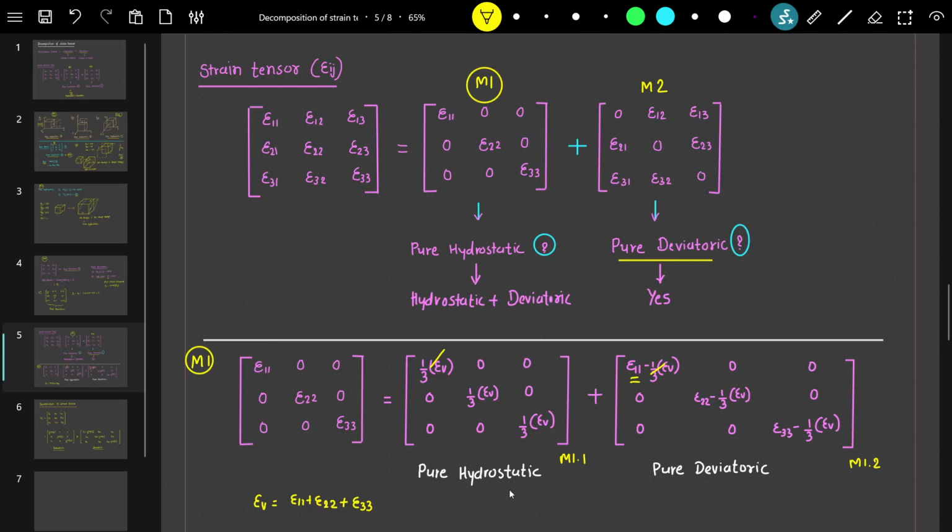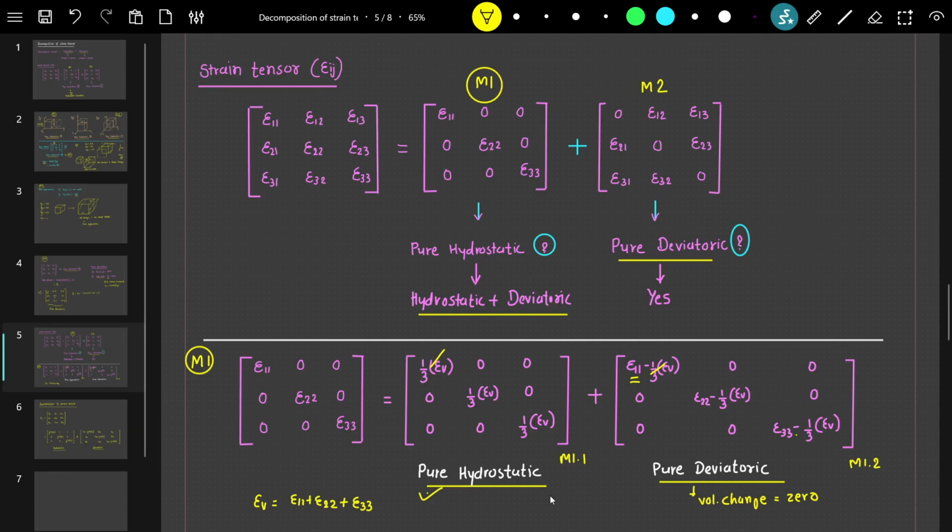Now this matrix we can say is pure hydrostatic. Remember the condition for hydrostatic: all diagonal components should be equal, which is satisfied. And this we can say is pure deviatoric, because we know the condition for pure deviatoric is that the volumetric strain should be 0. If I sum up these three diagonal components, the volume change is 0. So now M1, which was hydrostatic plus deviatoric, I have split into M1.1 and M1.2, pure hydrostatic and pure deviatoric.